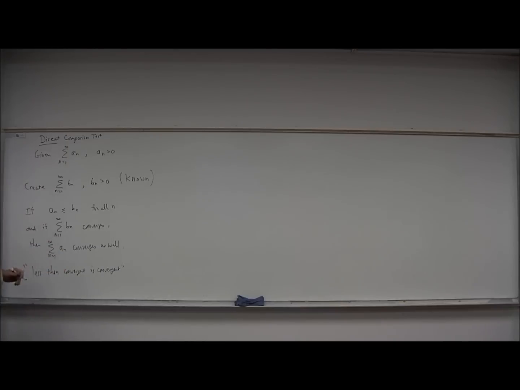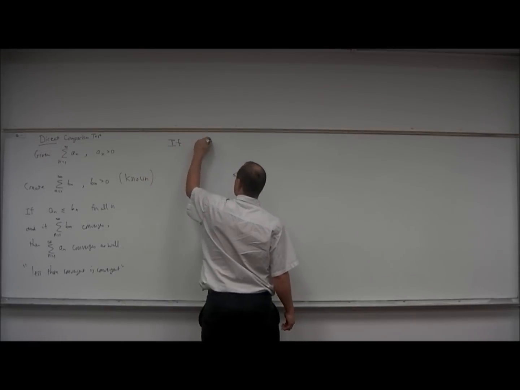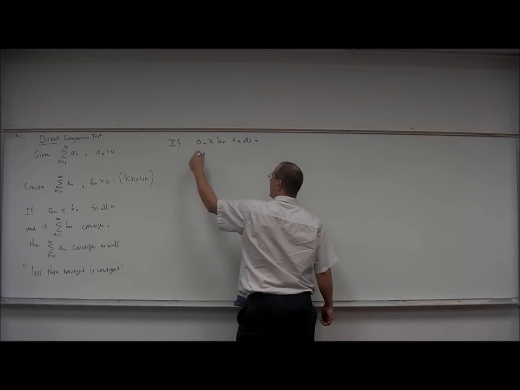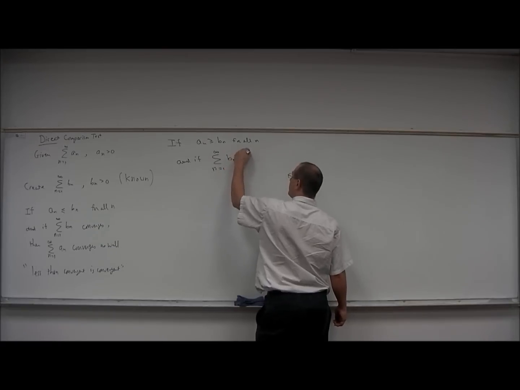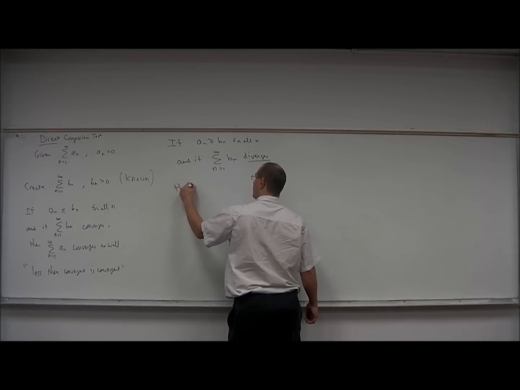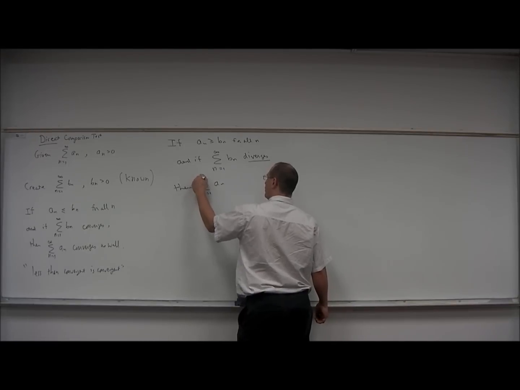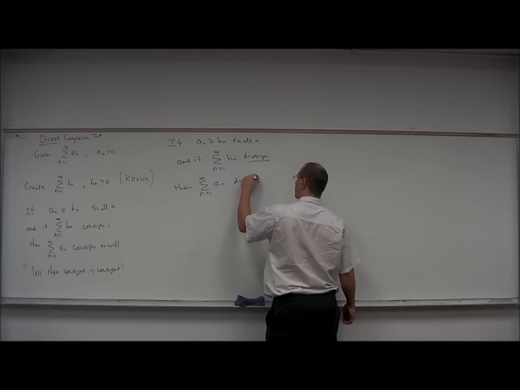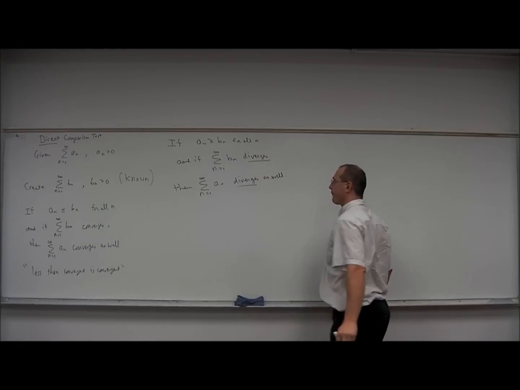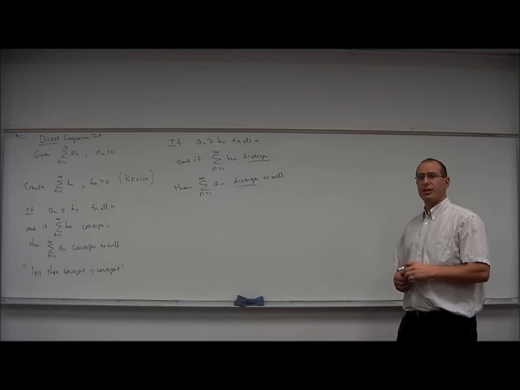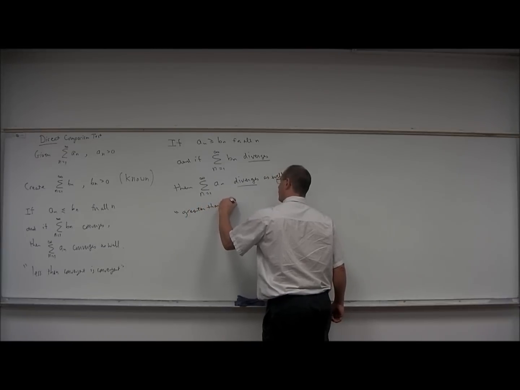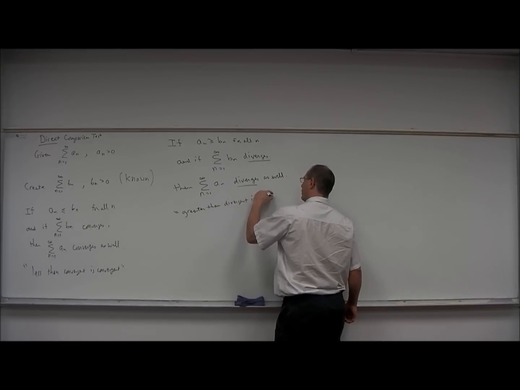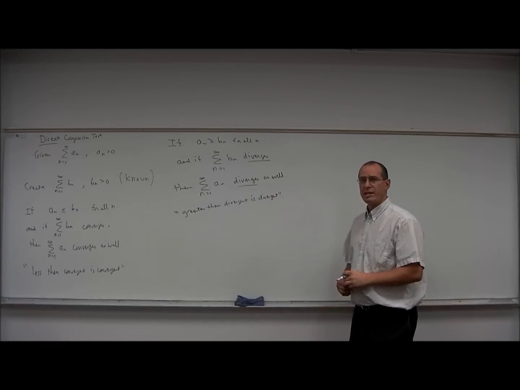That's half of the direct comparison test. The other half is if the ANs are bigger than the BNs. So if AN is bigger or equal to BN for all n, and if the summation of the BNs diverges, then the summation of the ANs will diverge as well. So greater than a divergent is divergent. And that is the direct comparison test.